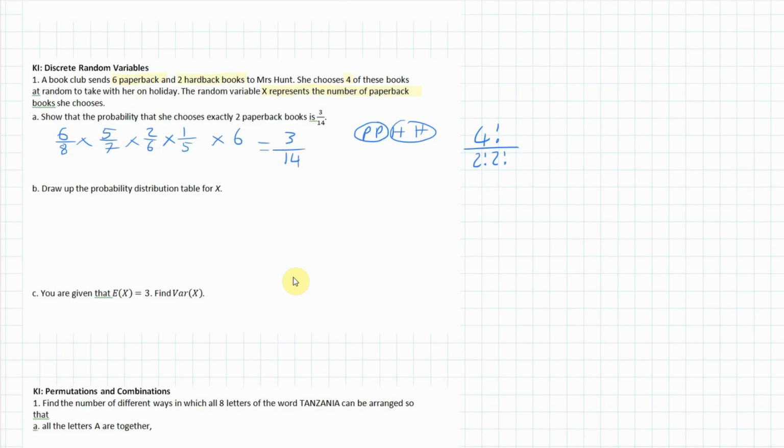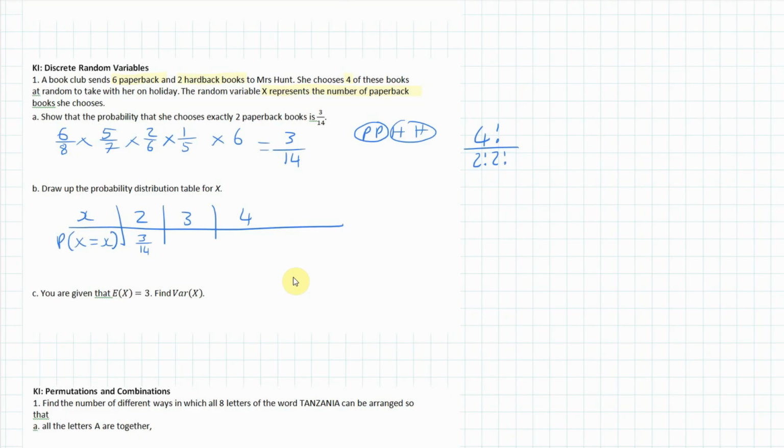Now I've got to draw a probability distribution table for X. So X could equal, let's see, what are the options? The fewest number of paperbacks I could get is 2, because there's only 2 hardbacks. I could get 3, or at most I could get 4. Now I've got to find the probability that X is equal to each value. We've already done this one, 3/14.